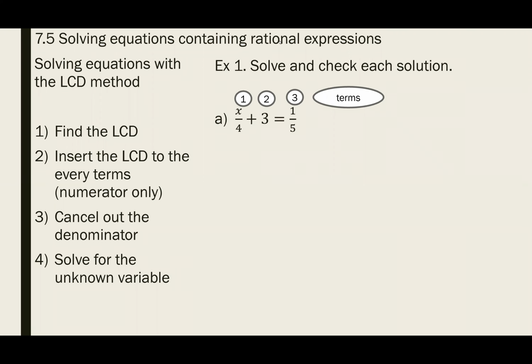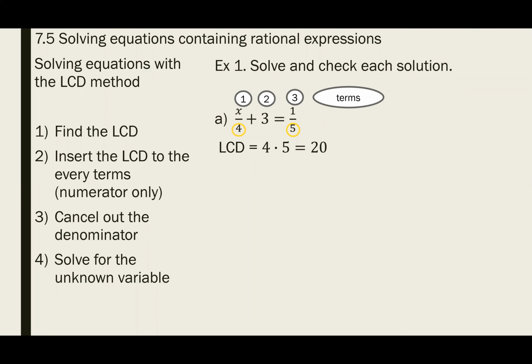Now, if you look at the steps on the right, this is what you need to do. For me, I say, okay, these are my denominators. So the first thing I need to do is find the LCD. And to find the LCD, like I mentioned to you guys, all you do is take the different denominators and multiply them. So my two denominators are a 4 and a 5. My LCD is 4 times 5. Okay, so 20 is my LCD.